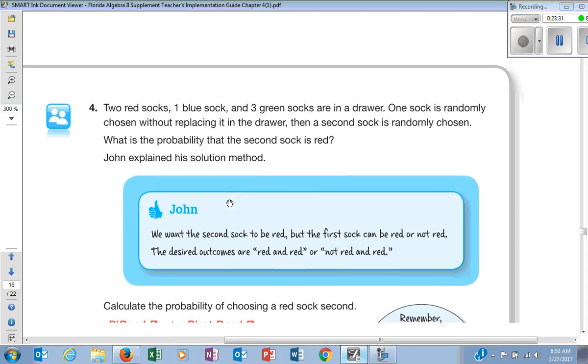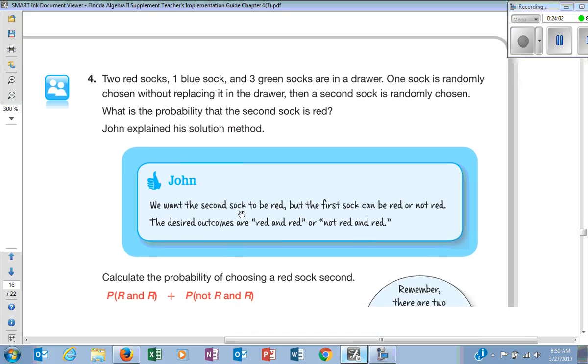So we want the second sock to be red, but the first sock can be red or not red. The desired outcomes are red then red, or not red then red. You can have your first sock being red and your second sock being red, and it meets the criteria because all we care about is the second sock being red. And in the other case, not red happens first, and as long as the second sock is red, then I'm good.